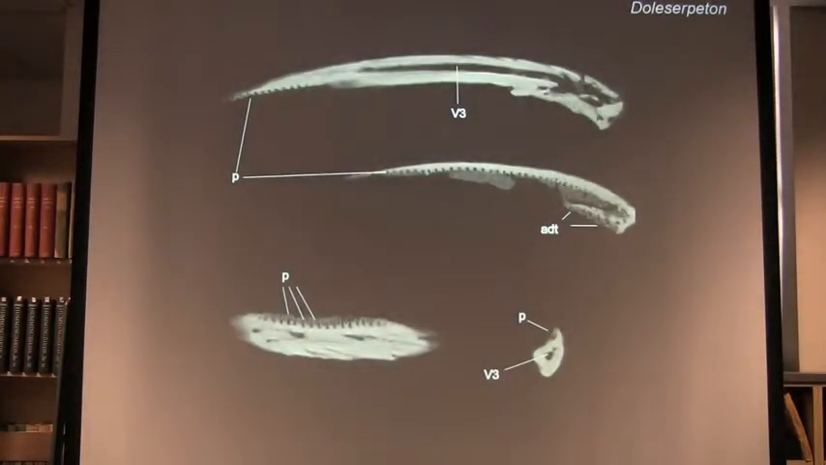Unfortunately, Gyrinopterus doesn't CT scan very well. It's got too much iron in the matrix. But Doleserpeton has tooth implantation otherwise indistinguishable from modern amphibians. They are pedicellate, they are bicuspid, they meet all of Parsons and Williams' criteria, too, of the pedicel being parallel-sided, etc.